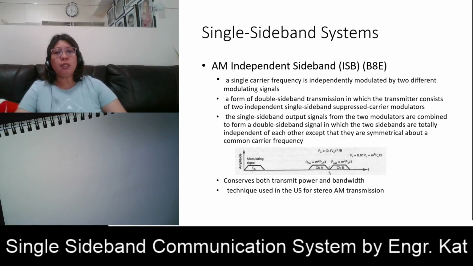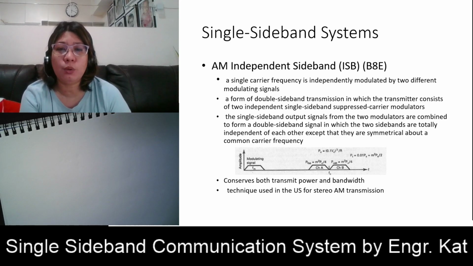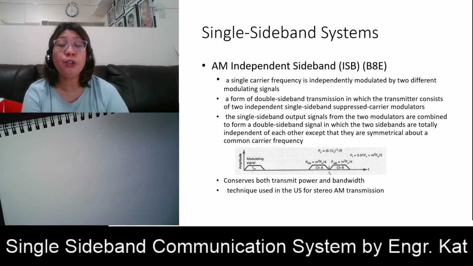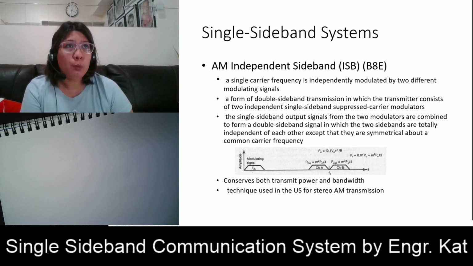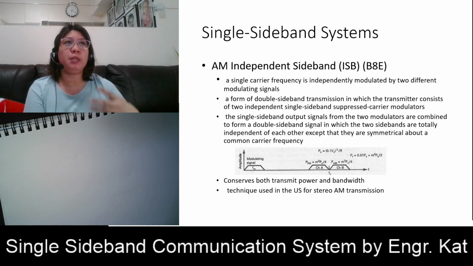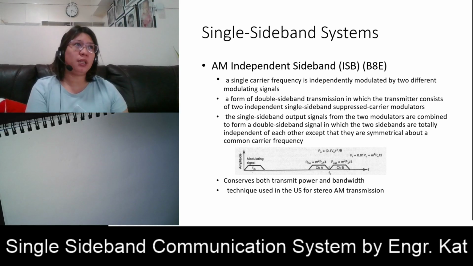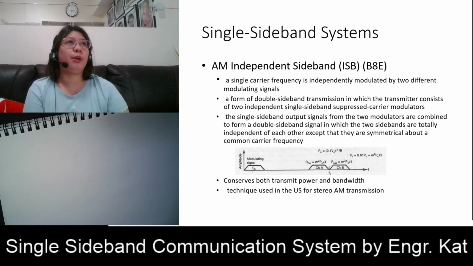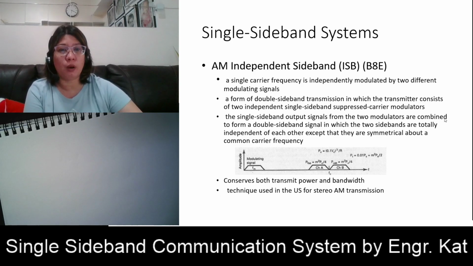This is a technique which is being used in the US for stereo AM transmission, wherein one channel, the left channel, is transmitted in the lower sideband, and the other channel, the right channel, is transmitted in the upper sideband. So this is one type of AM.